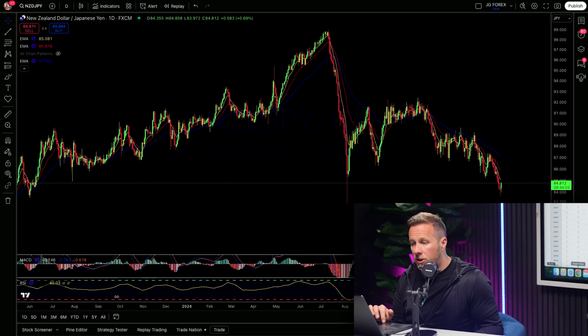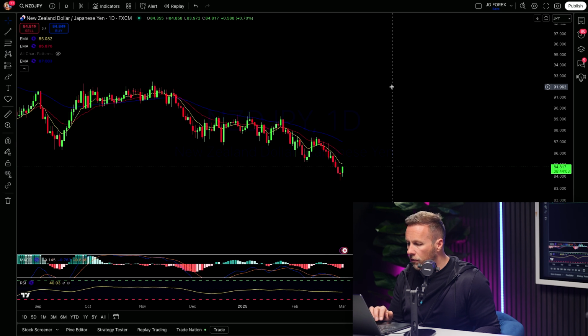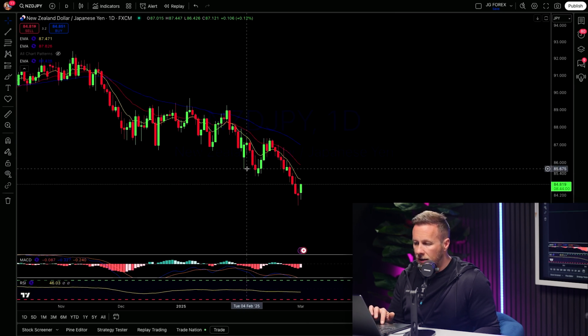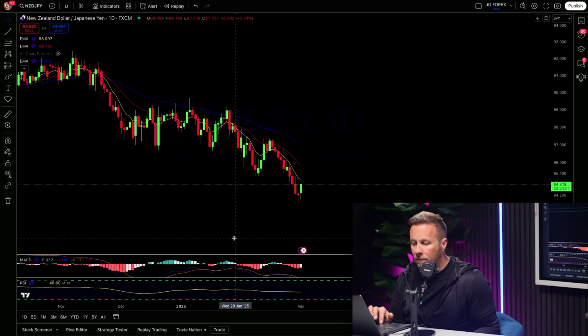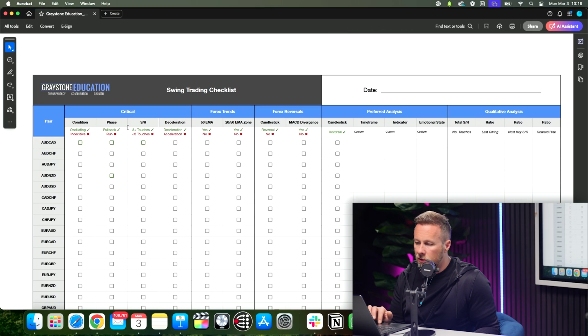The phase: are we in a run phase or a pullback phase? Well, if we go over to the chart here, you can see that we've recently had a run and a pullback, and now we're in a run, and now we're in a pullback. We're just pulling back now, right? Following this doji candle here, we're on the pullback. So we go back out to our checkbox and we say, okay, tick, we're in the pullback.